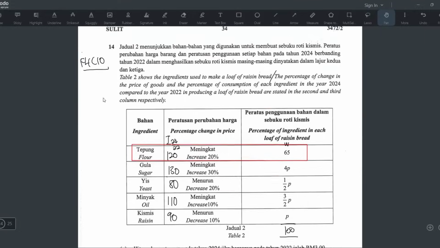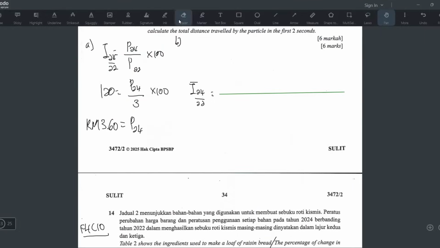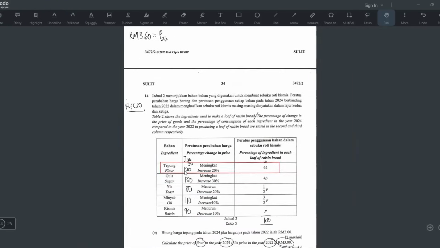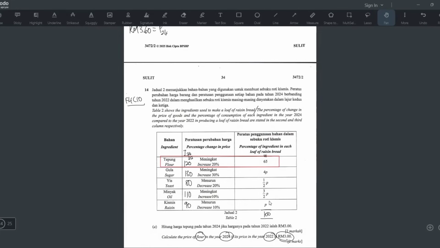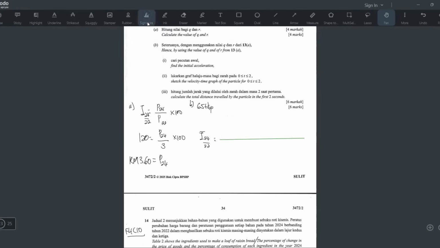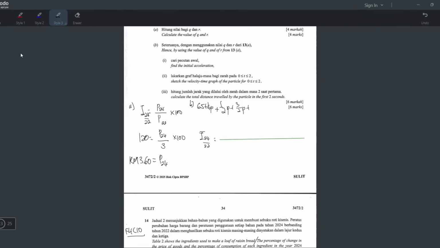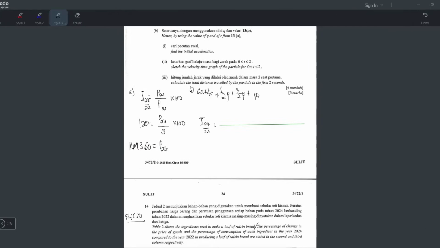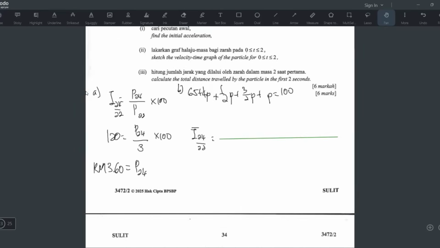So 65 plus 4p, 65 plus 4p. Okay, let me make it smaller. Okay, 65 plus 4p, and then 1 over 2 p, 3 over 2 p, 1p. So plus 1 over 2 p, plus 3 over 2 p, plus the last one is 1p, equals 100. And then find p from here. After finding p, then you find the composite index.